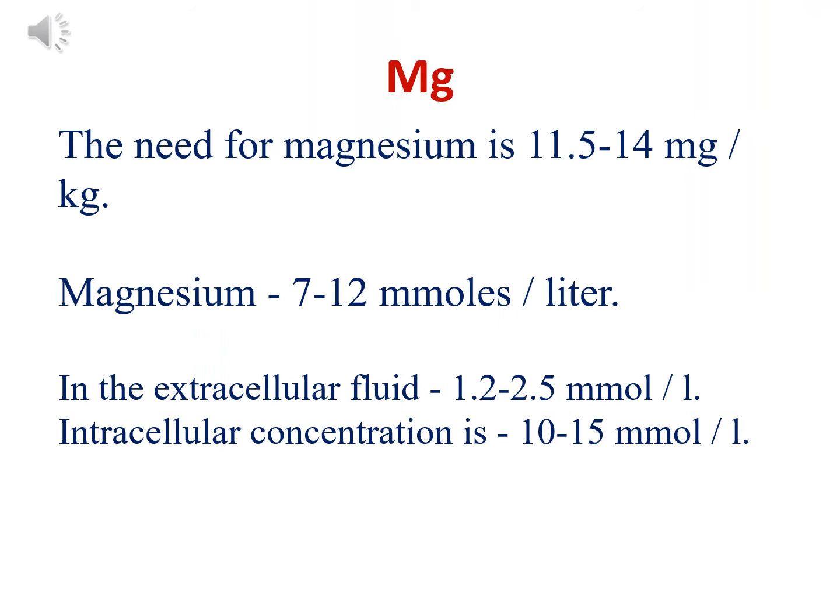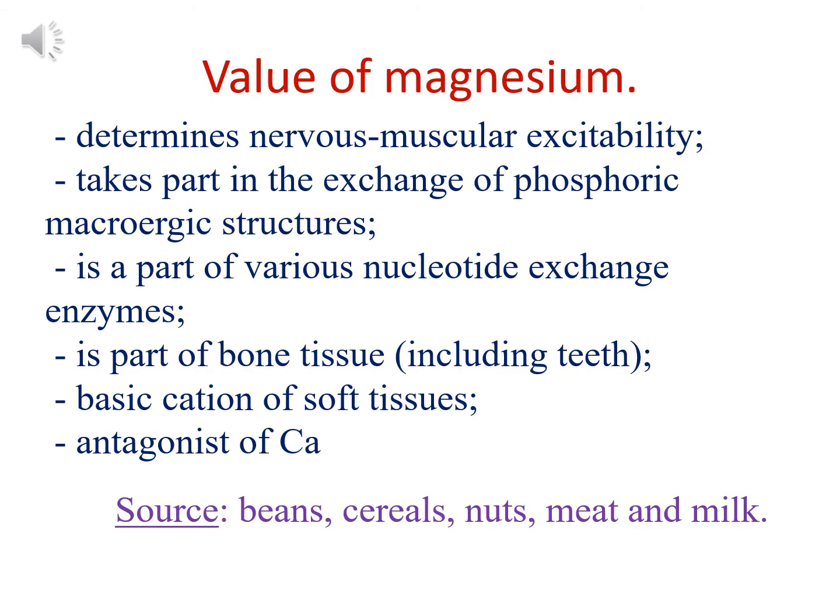The next cation in our list is magnesium. The need for magnesium is 11.5 to 14 milligrams per kilogram of body weight. The average amount of magnesium in the blood is 7 to 12 millimoles per liter. The magnesium content is much higher inside the cells than outside them. As well as calcium, magnesium determines neuromuscular excitability. It takes part in the exchange of phosphoric macroergic structures. Magnesium is a part of various nucleotide exchange enzymes and part of bone tissue, including teeth. Also, it is the basic cation of soft tissues and an antagonist of calcium. The main sources of magnesium are beans, cereals, nuts, meat, and milk.